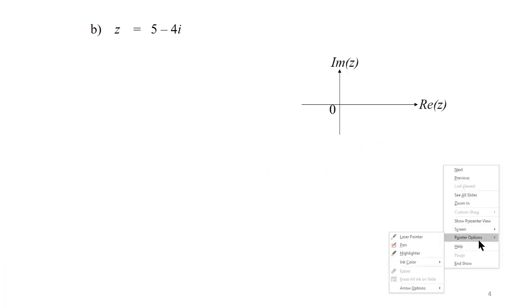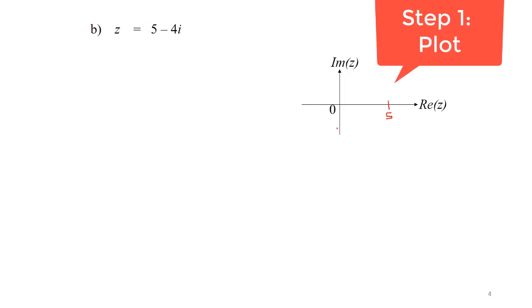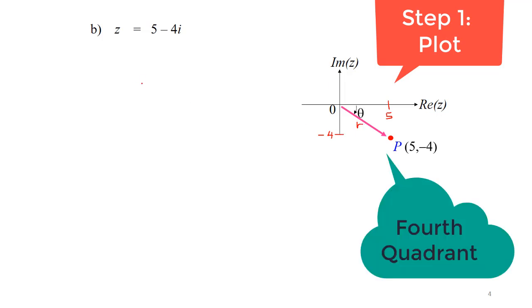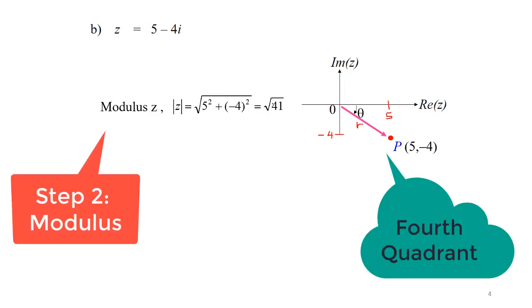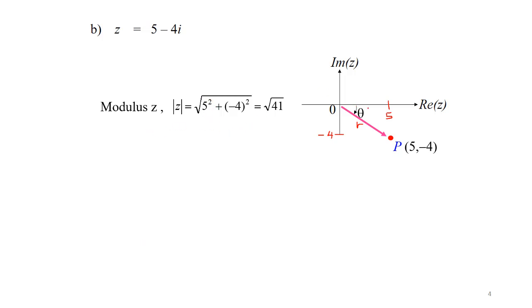The next question is 5 minus 4i. The first step is to sketch, which makes it easier for us to know which quadrant it is. So we have 5 on the real axis and negative 4 on the imaginary axis, and we get point P in the fourth quadrant. Then we find the modulus first, that is the second step. Don't forget the negative sign, b is negative 4 there. So you get the answer.